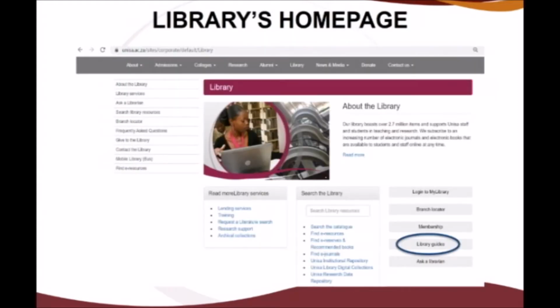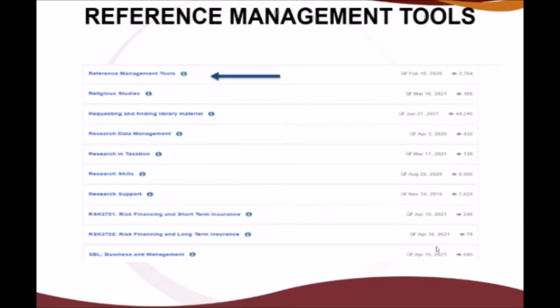Right, by now you've probably used this page and you are familiar with it. You can get to this page by going to your main UNISA page, which is www.unisa.ac.za. You should know it by now. Then you click on the library, and you come to this page. When you come to this page, you have to go to library guides, because that's where you will find what we call reference management tools. These are the tools that we subscribe to.